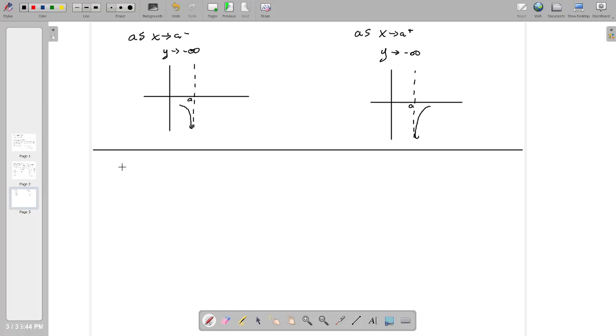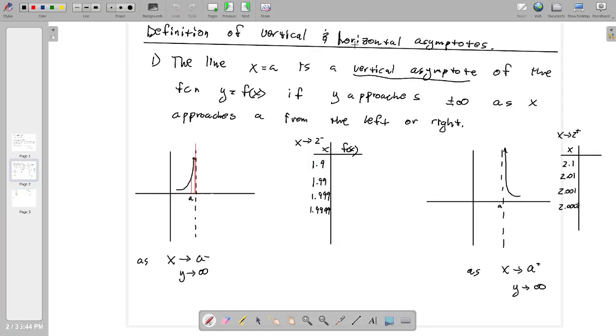Okay. The second definition that I want to talk about, because we were talking about vertical asymptotes, now I want to talk about horizontal asymptote.